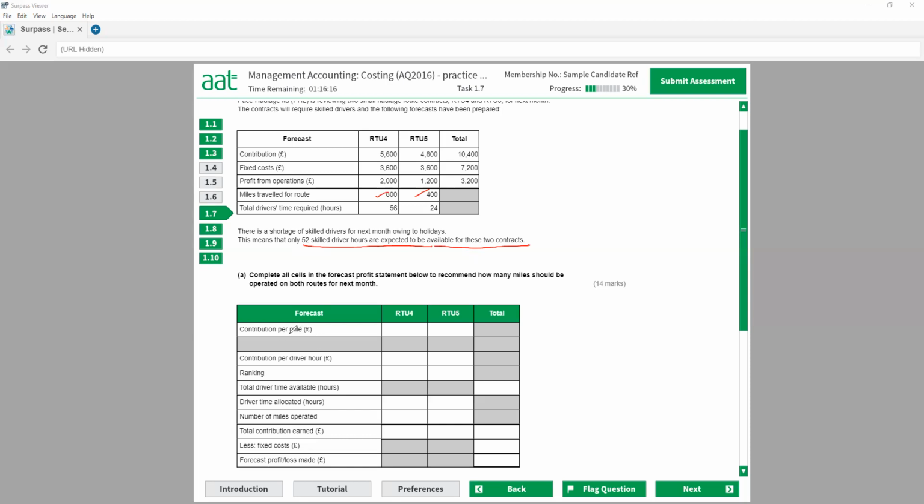The first one, we have contribution per mile. So we have a total contribution of 5,600 and total miles 800. So let's do that. 5,600 divided by 800. That will give me the contribution per mile, and this is 7. So contribution per mile is 7. We'll do the same for the next one. 4,800 divided by 400 is 12.